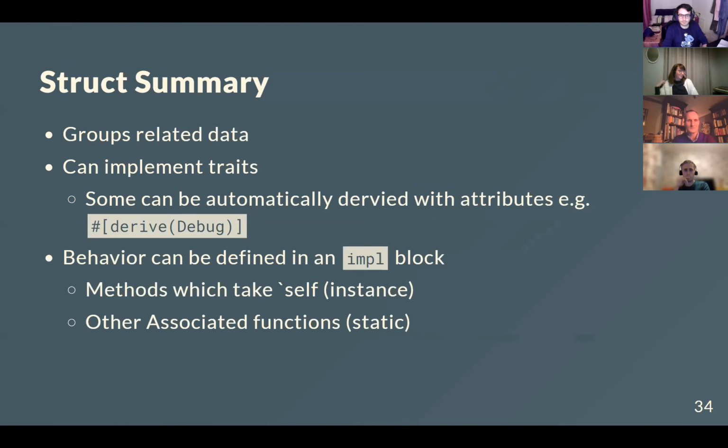So to summarize the structs there, they group related data, and you can implement traits. Some of them are automatic, like derive debug. And then we can define the behavior in an implementation block, which takes the self instance. And then you also have associated functions, which in C++ we call static. Don't know if anyone else had any comments on that chapter. That was everything I could think of about structs. The only other weird thing I saw was where you could have multiple impl blocks and they kind of all combine into one thing.